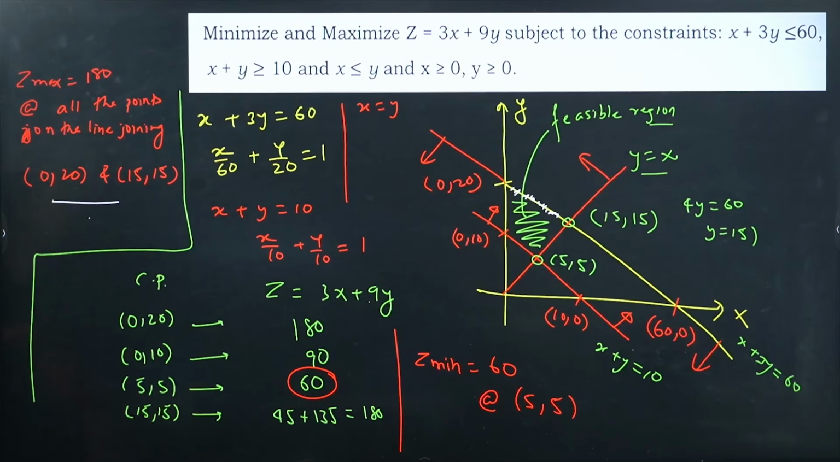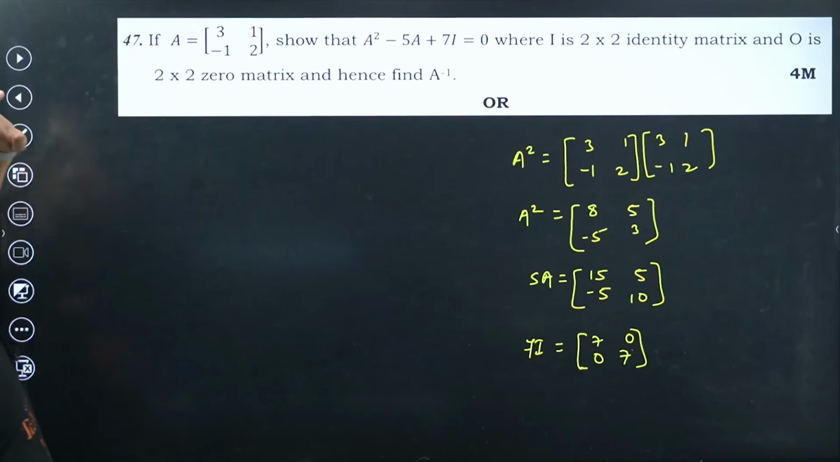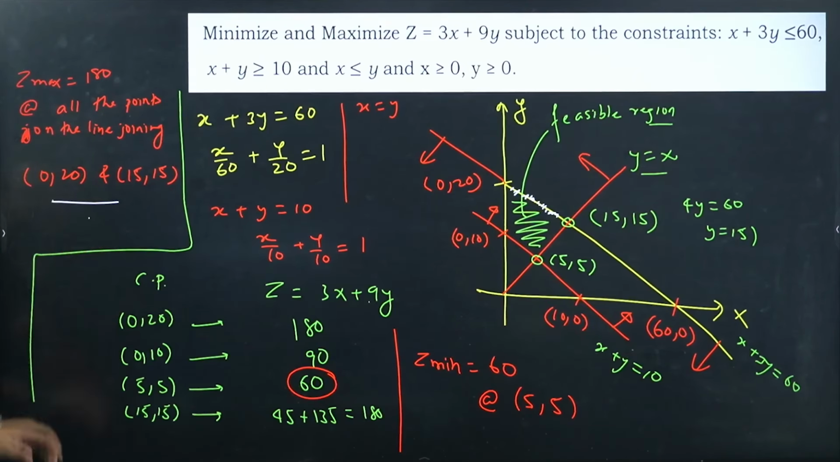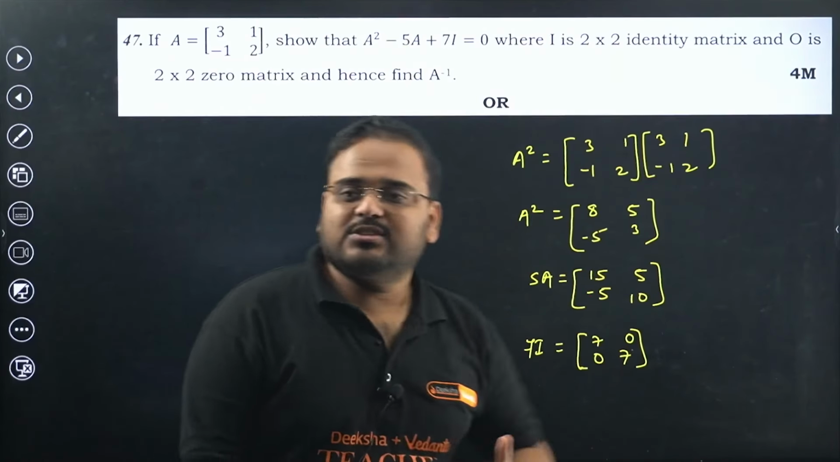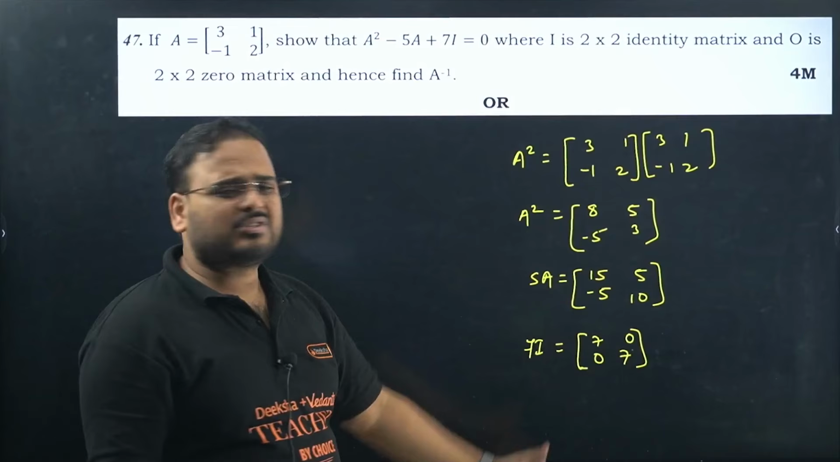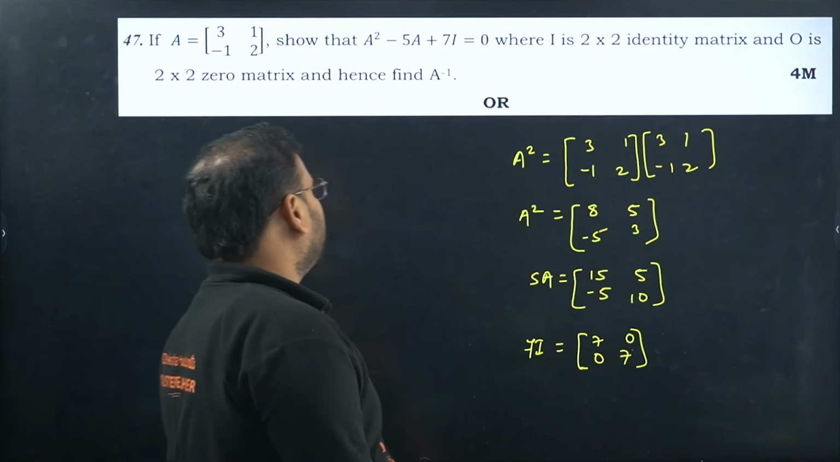Maxima, minima. Moving on. 6 marker, a simple one. Want to see one more time? Have a look. Moving on. So now we are moving to the last question, the 4 marker. I've solved it to save some time again, calculations and everything.